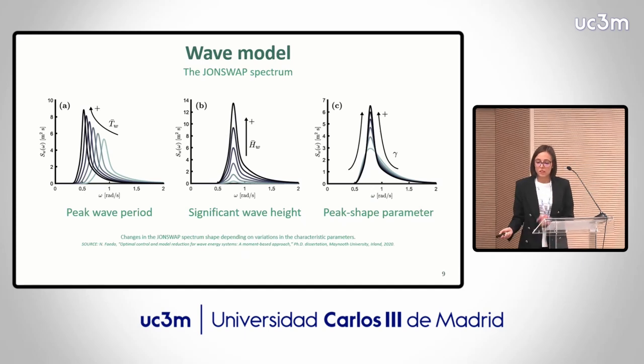Moving to the wave model, we employed the JONSWAP spectrum, which is a model used in hydrodynamics to model the waves. It is a spectrum defined by three main parameters: the peak wave period, the significant wave height, and the peak shape parameter. Defining different values for these three parameters, we are able to define different waves, much more intense or less intense.